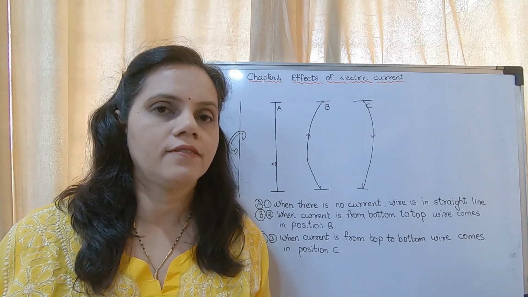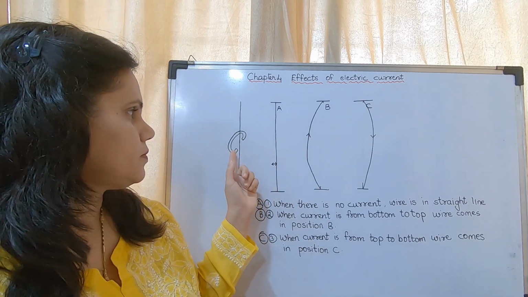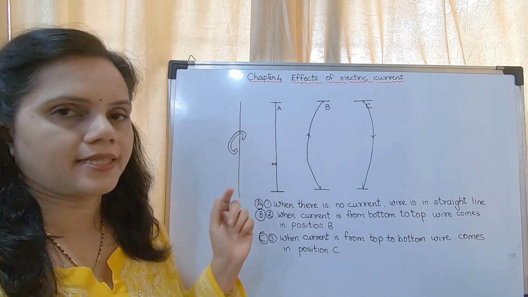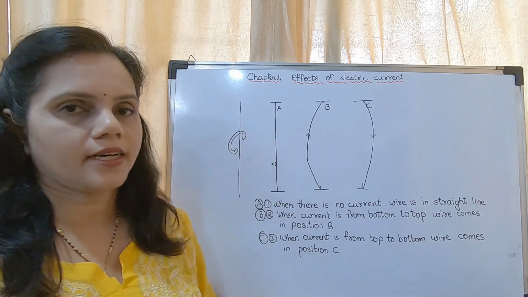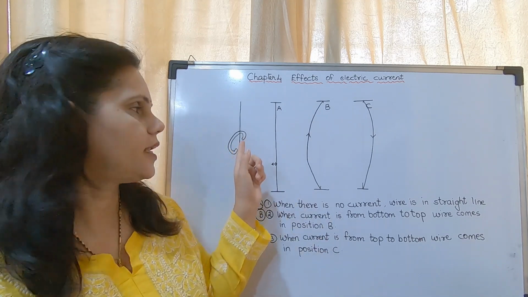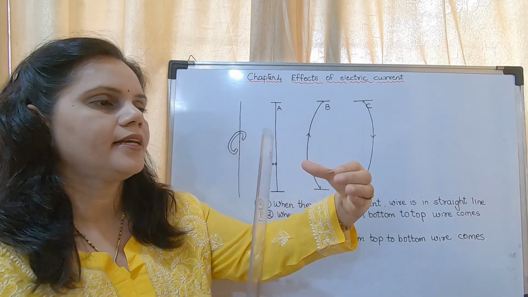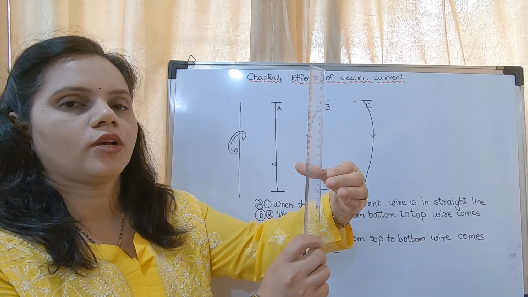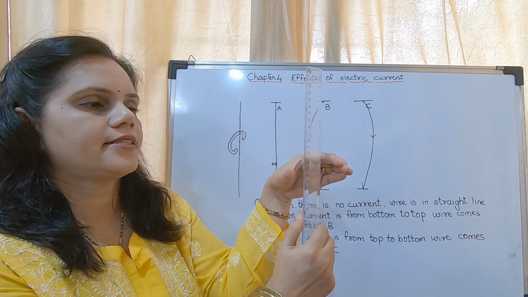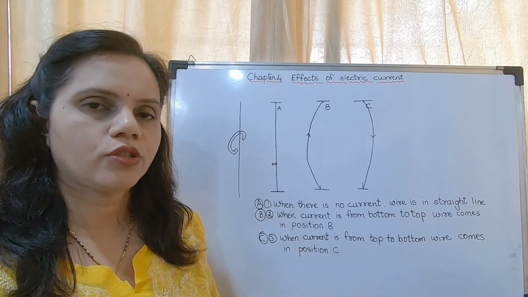Here I have shown the diagrams. You may see this is the horseshoe magnet and this is the wire which is passing. This is connected to a circuit. I repeat, this is the horseshoe magnet and the wire is made to pass through that horseshoe magnet. This is the conductor, so the conductor is passing through the horseshoe magnet.